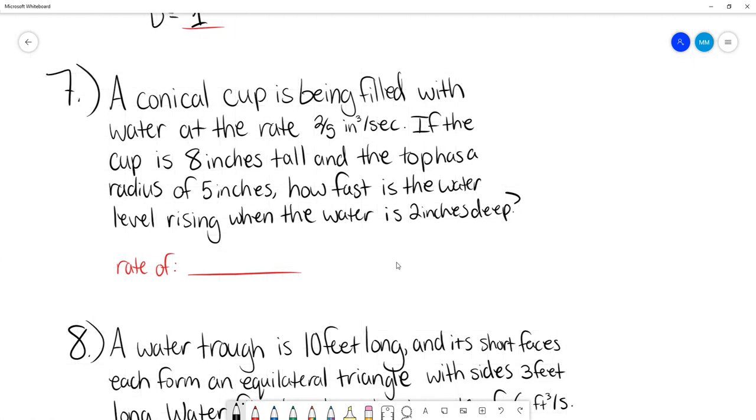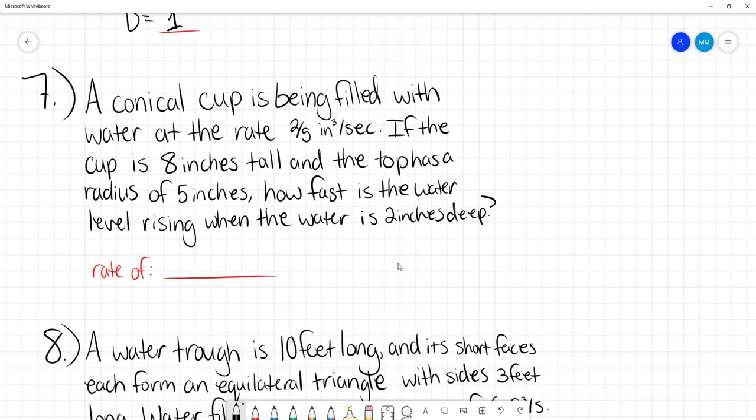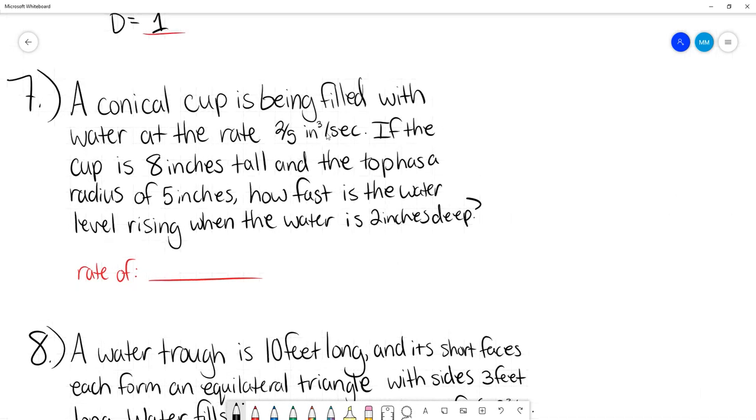Number 7 says a conical cup, or a cone-shaped cup, is being filled with water at a rate of 2/5 cubic inches per second. If the cup is 8 inches tall and the top has a radius of 5 inches, how fast is the water level rising when the water is 2 inches deep?